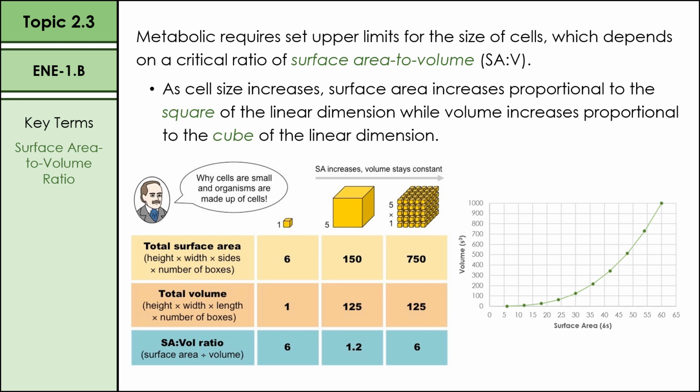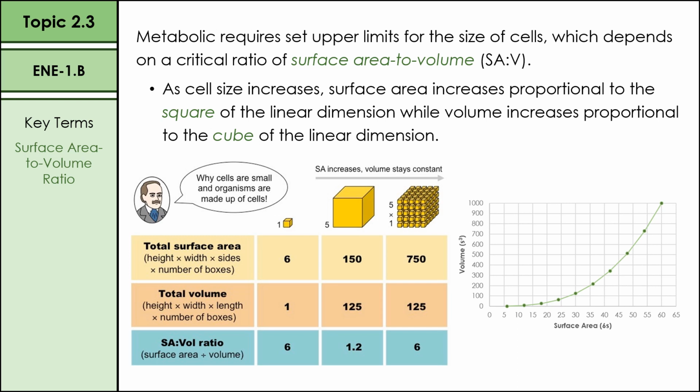Now, metabolism, because it produces and needs particular inputs, has upper limits that depend on a critical ratio between the surface area of our cell and its volume. So we can see both in the math breakdown here and also in the graph to the right that as our cell size increases, the surface area increases proportional to a square of the linear dimension, while the volume increases proportional to a cube of the linear dimension.